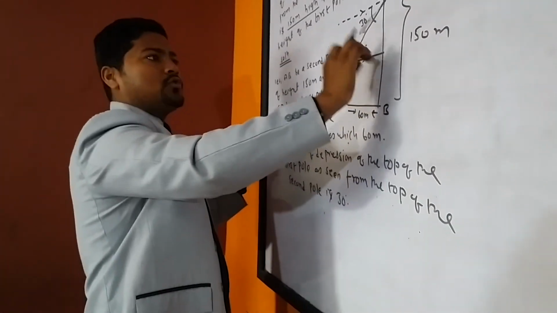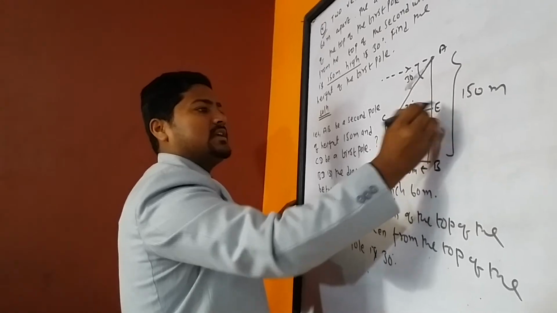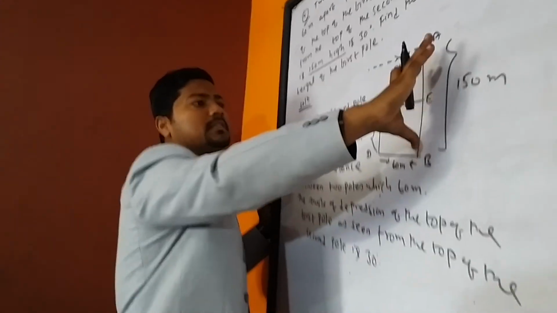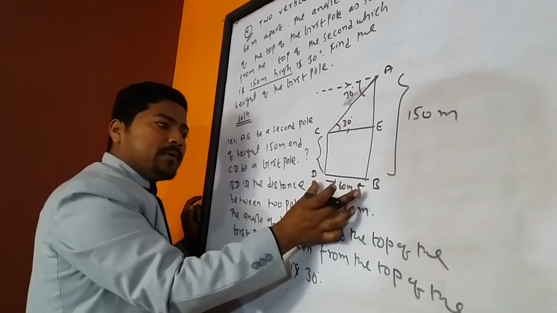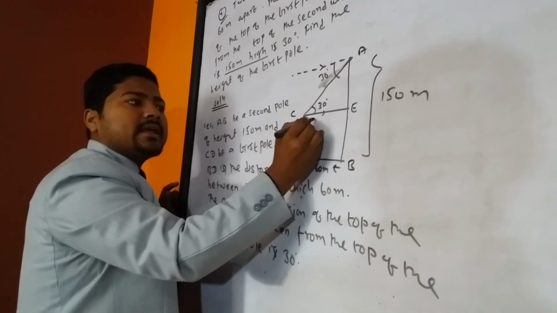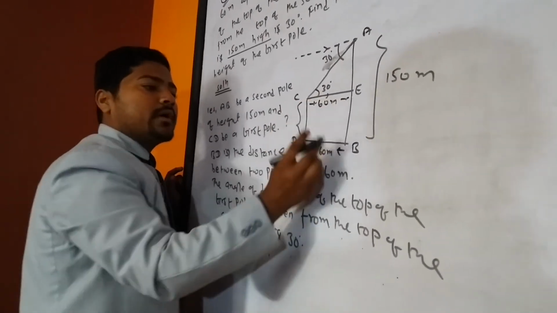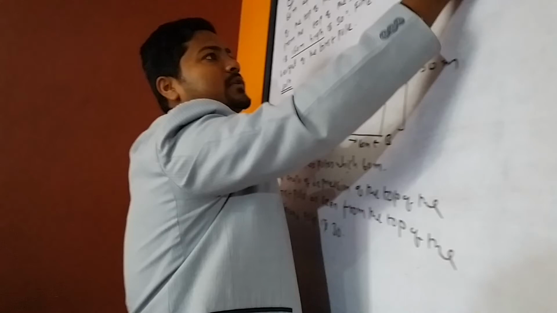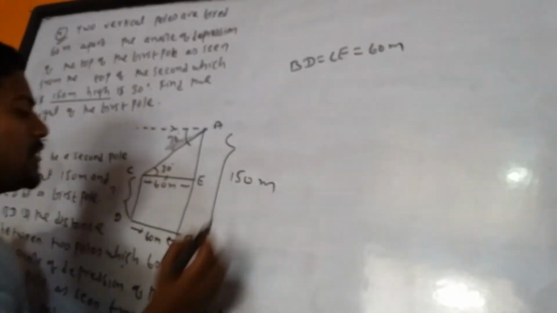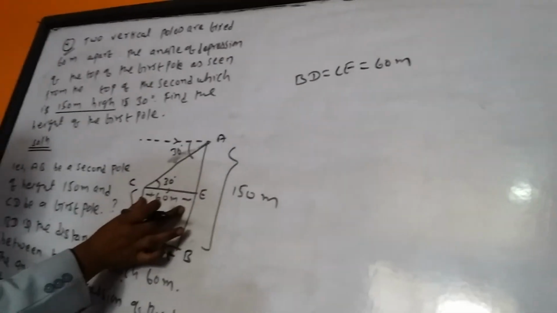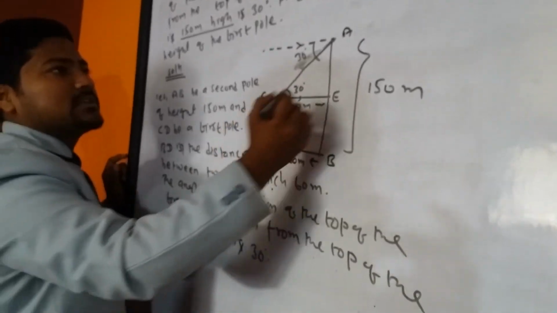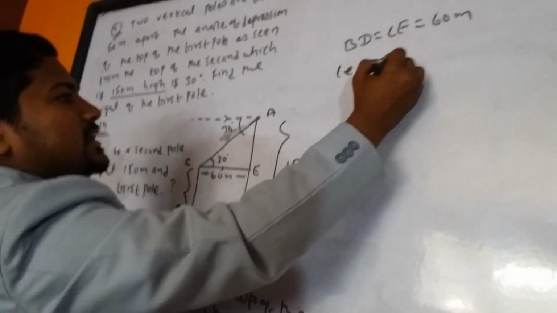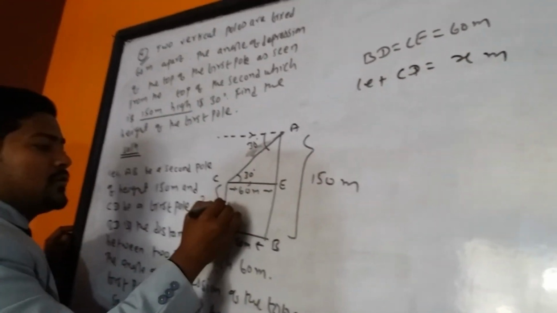Now let's plan how to make this. Suppose these points are A, B, C, D, and now we can say E. This total value is given here, and we have to find this value. First of all, BD is 60 meters given. So we can write BD equals CE equals 60 meters. Suppose the height of the first pole CD is X meters. We don't know this height, X meters.